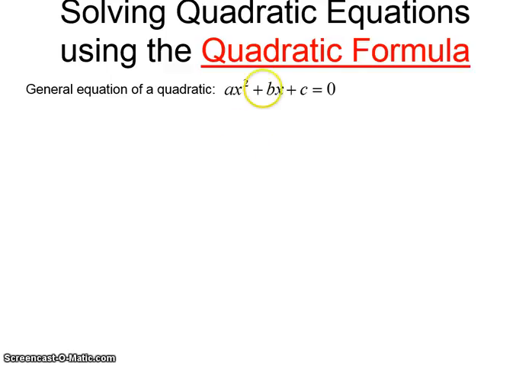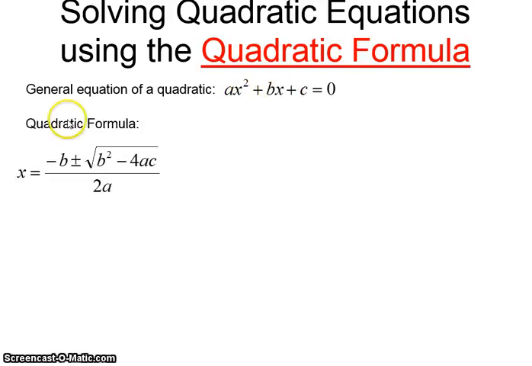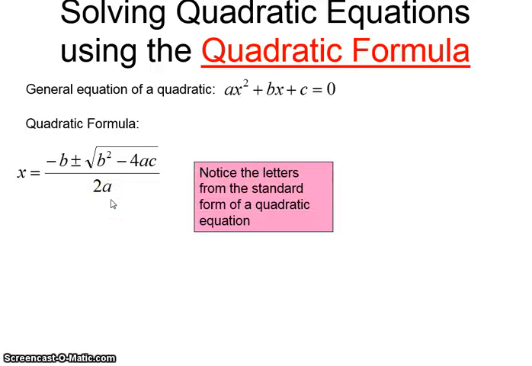Now, in order to get the quadratic formula, some mathematicians completed the square on this equation right here, and this is what they got. X equals negative b plus or minus the square root of b squared minus 4ac, all over 2a. So notice the letters from the standard form of a quadratic equation. The letters here are the coefficients: A, which is the leading coefficient, B, which is the middle coefficient, and C, the constant. We plug these values into the quadratic formula and it will tell us what x equals.